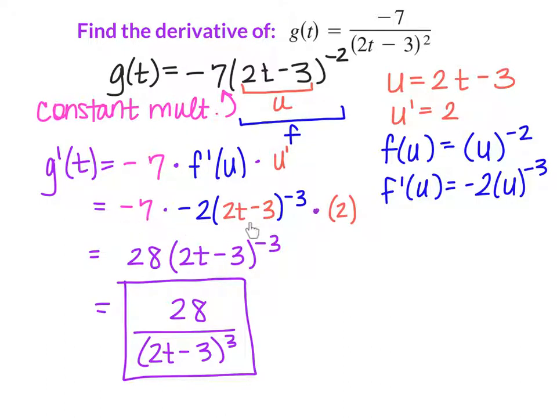So once I have everything plugged in here, it's just a matter of multiplying and simplifying. So I'm going to end up with 28 all over the quantity of 2t minus 3 cubed as my derivative here.